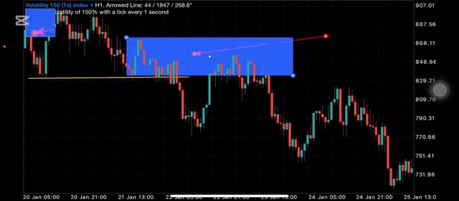And you can see price, after playing around, dropped massively. It tanked. You'd have made your profit here. That's the first one. Now let's look at the next one.